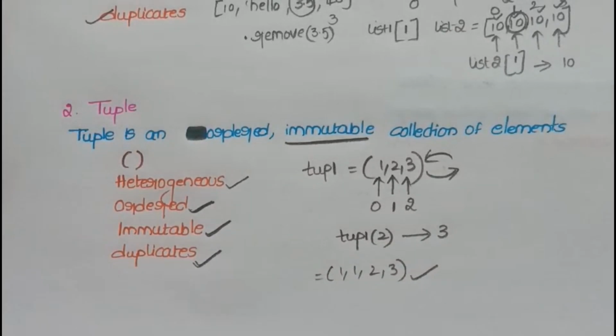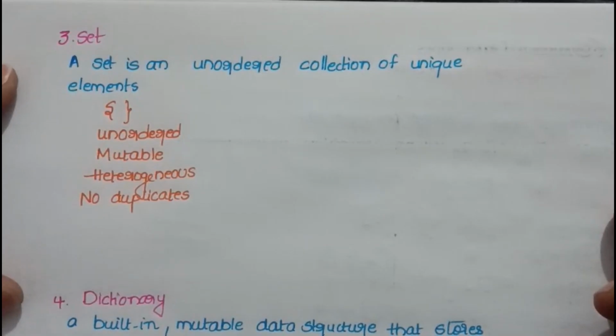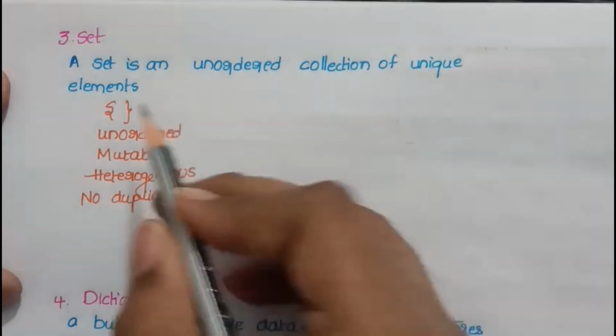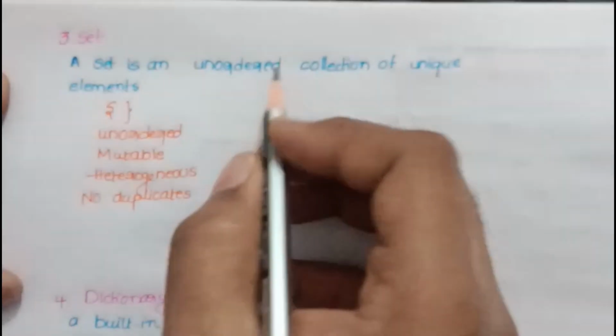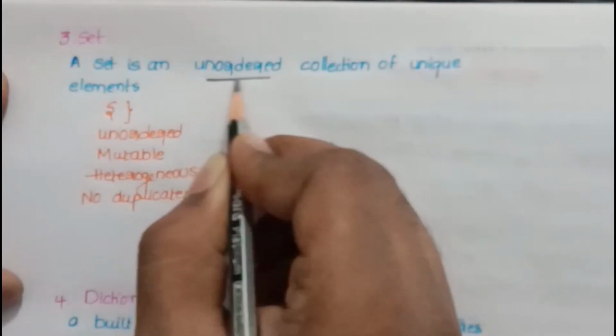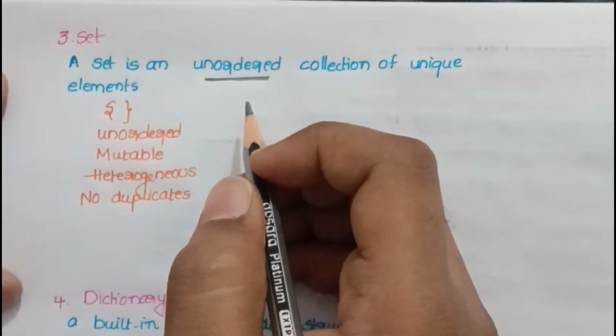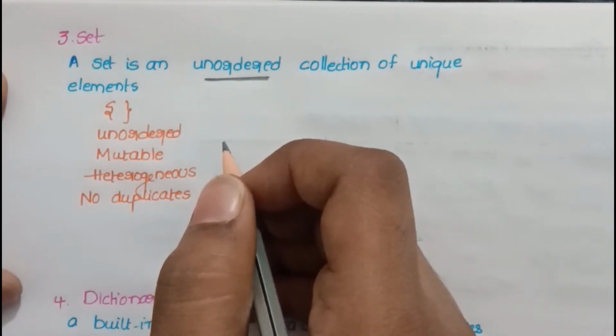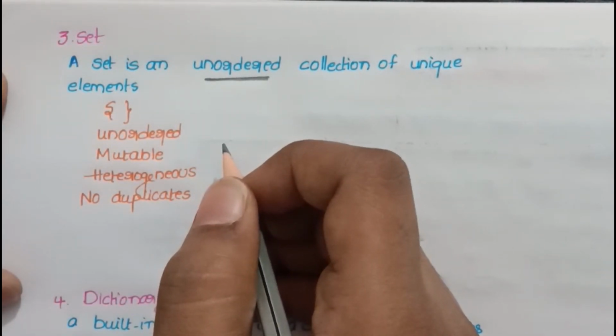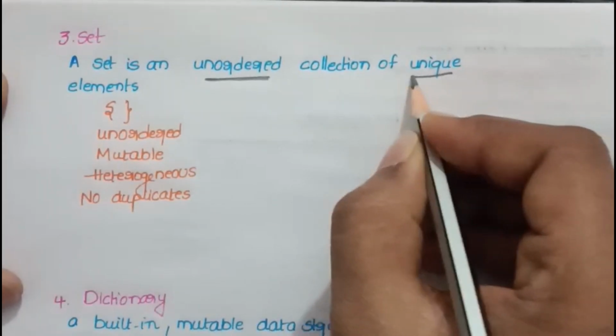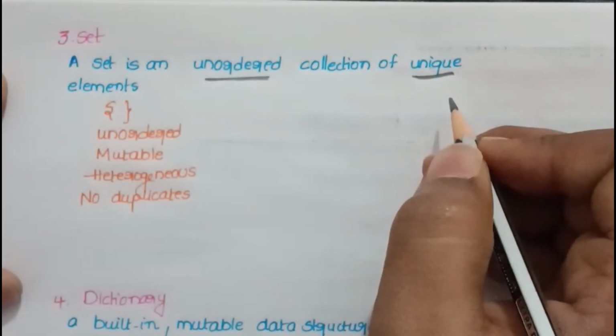This is all about the tuple data type. The third advanced data type available in Python is set. Set is unordered. This is the basic difference between list, tuple, and set. Both list and tuple are ordered. Set is an unordered collection of unique elements. It does not allow duplicates.